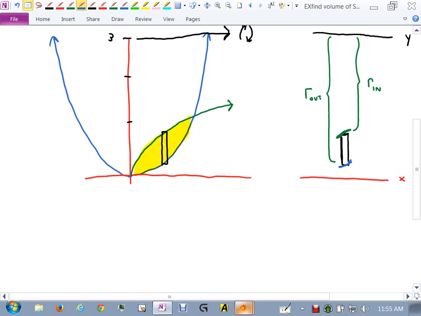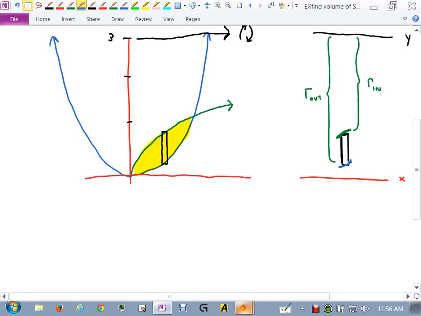Okay. Who wants to tell me what R out is going to be? Go ahead. What's R out? I haven't heard it yet. What's the distance all the way from the axis of rotation all the way down to the x-axis? It's 3, isn't it?